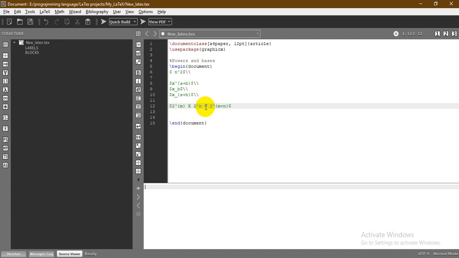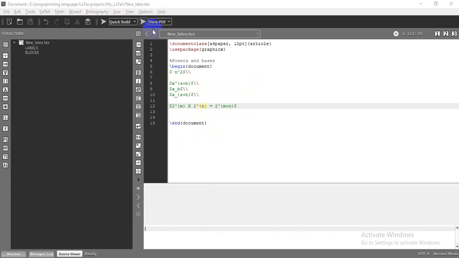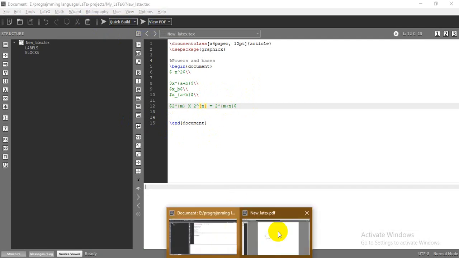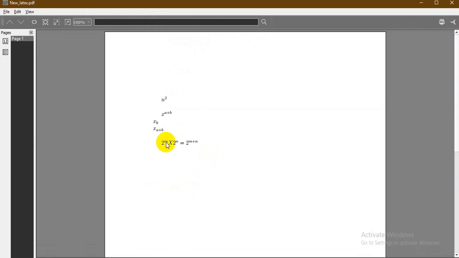So as a routine, always place braces such that it cannot be confused as such. So when you do this, you compile and you run, come down and open, you have 2 raised to the power m times 2 raised to the power n equals to 2 raised to the power m plus n. So this is how you can write it here.